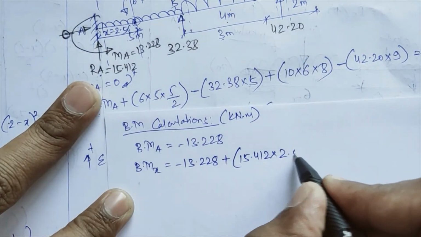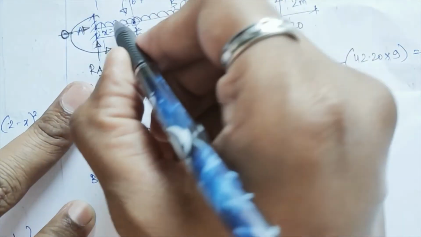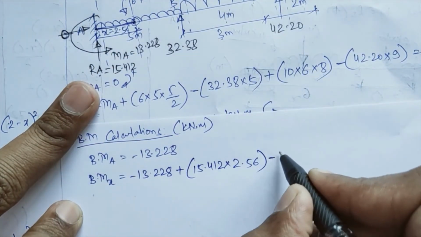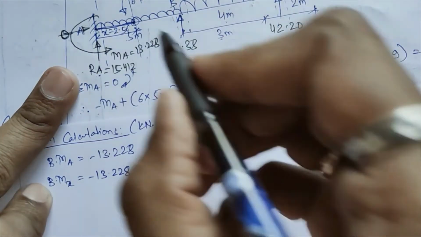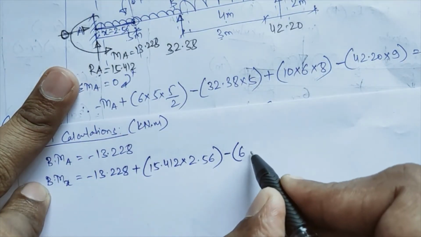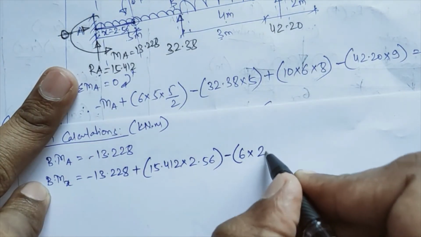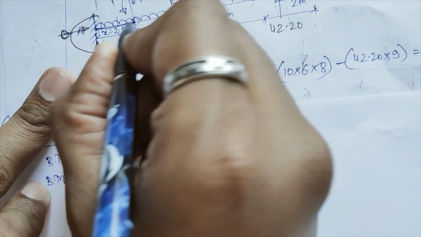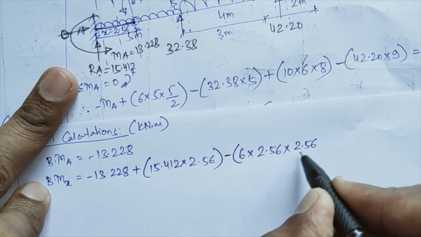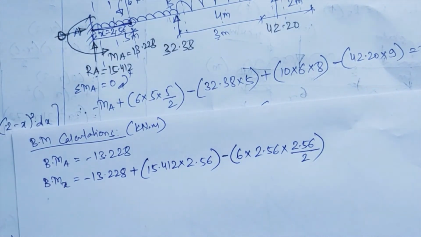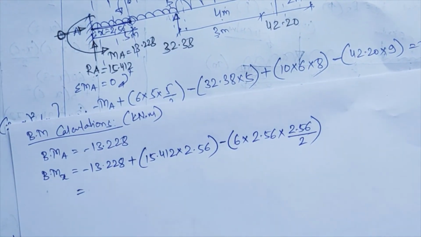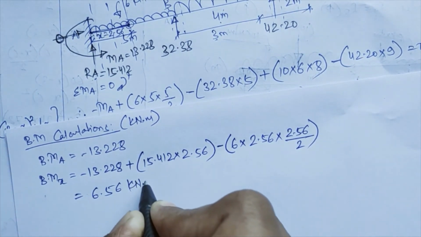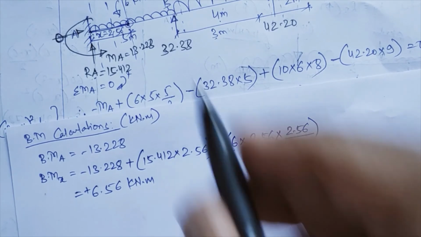That comes to 15.412 into the X length, that is 2.56. Next, the moment of this X-part UDL will be a hogging one, so that will again be minus. The intensity of the UDL is 6 multiplied by its acting length, 2.56, and it acts at the half of this 2.56, so the lever arm will be half of 2.56. So I'll write 2.56 divided by 2 here. If you solve this, I am getting positive 6.56 over there.